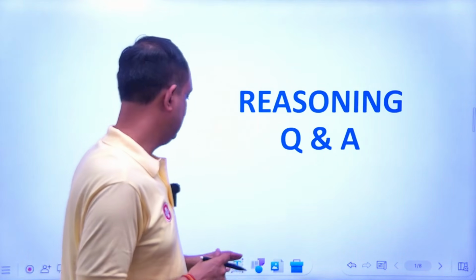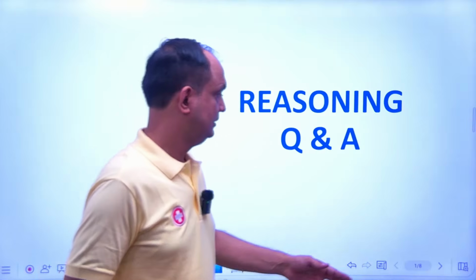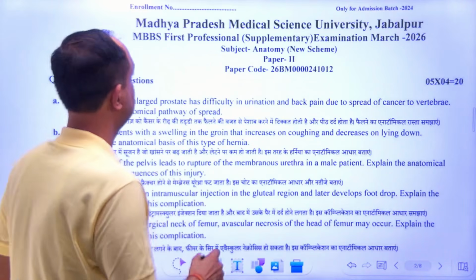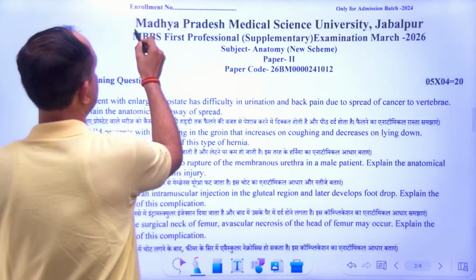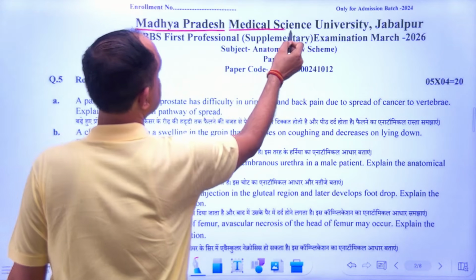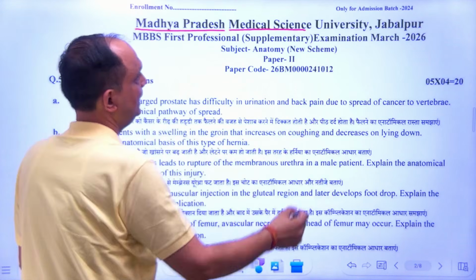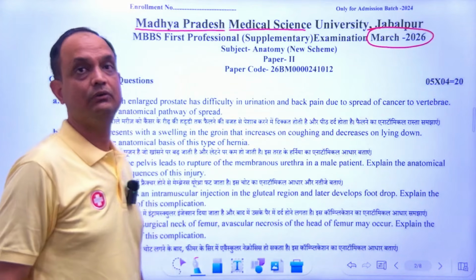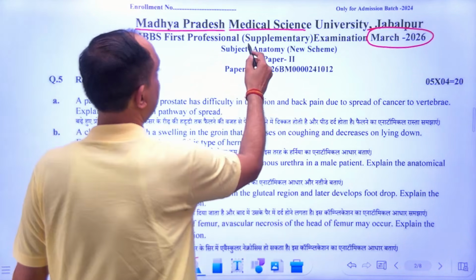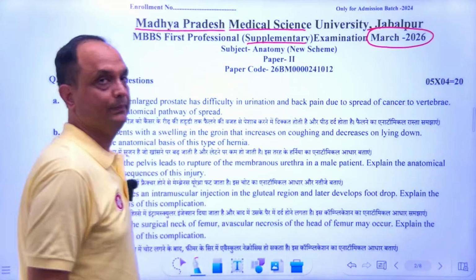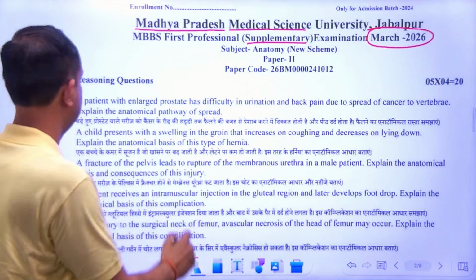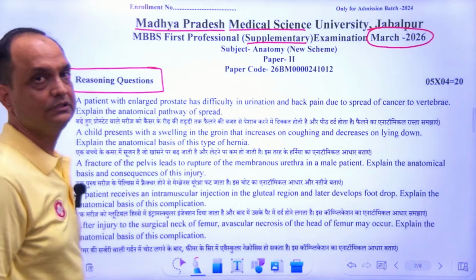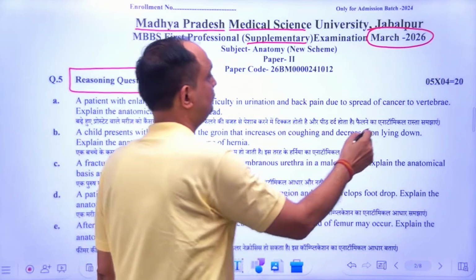These questions have been asked in some university exams in Madhya Pradesh. So here you can see the university paper of Madhya Pradesh Medical Science University Jabalpur, and this exam was held this year only, in March 2026, in the supplementary batch. Now when you see this paper, there was a section named reasoning questions. These questions carry 4 marks.